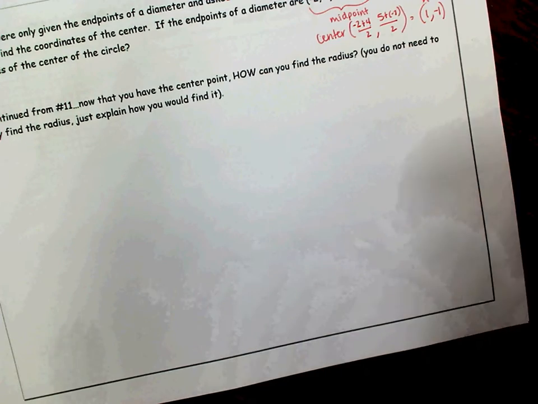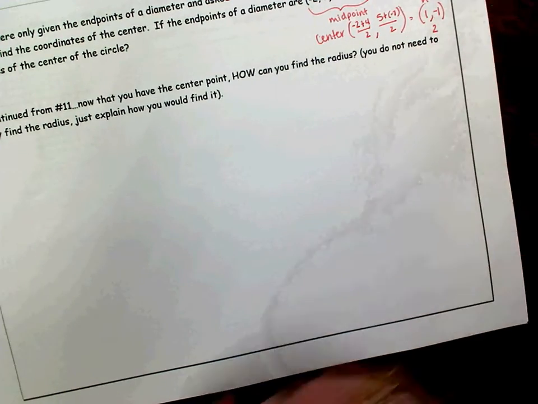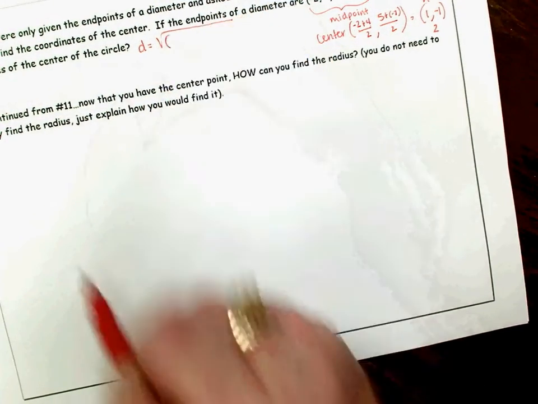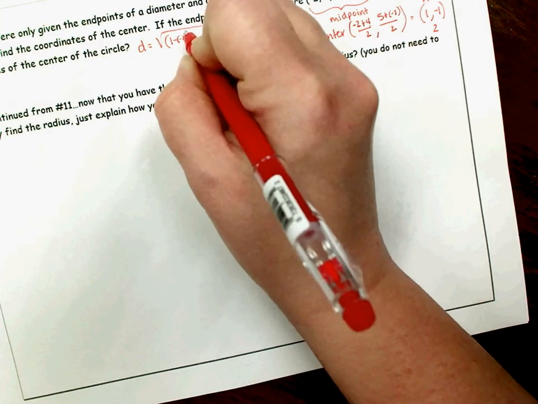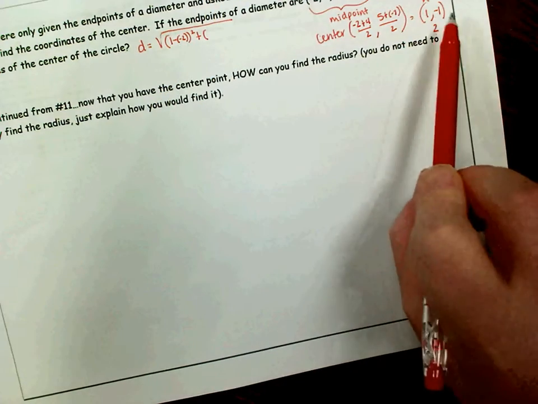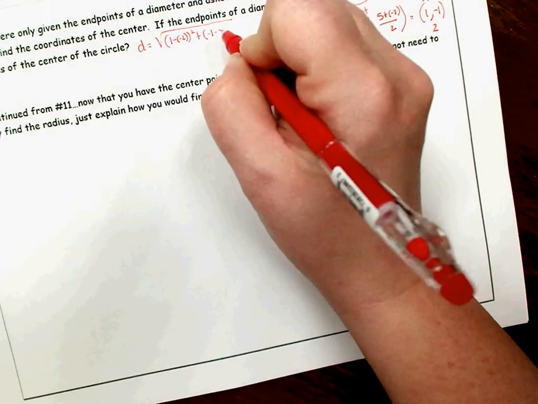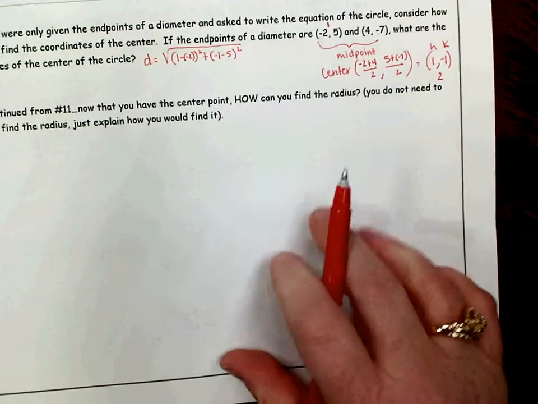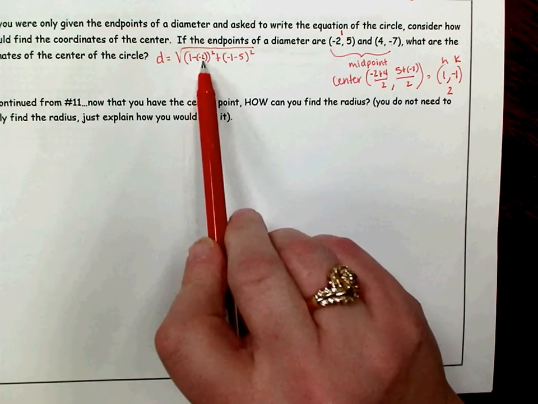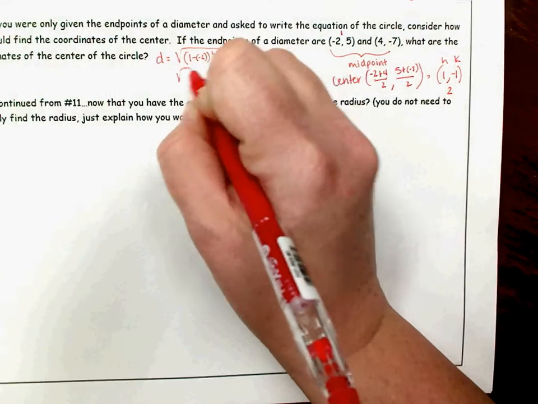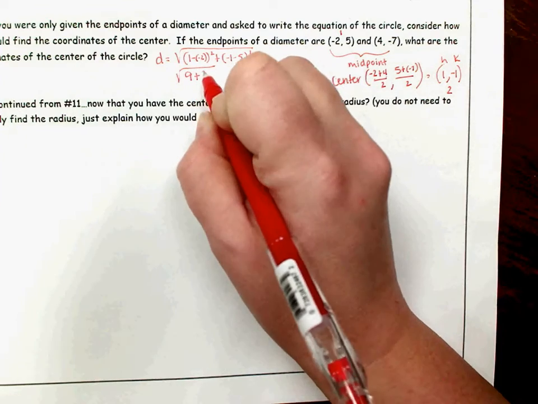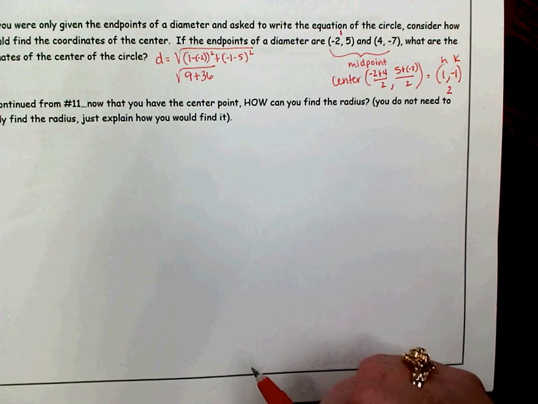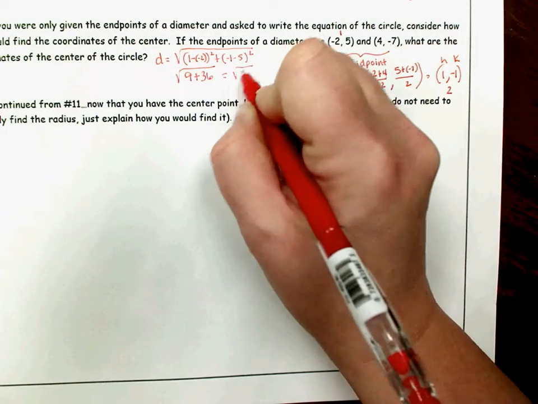So you need to declare one is your first point and one is your second point and find the distance between them. So I want the square root of the change in my x, so 1 minus a negative 2 squared plus the change in my y, negative 1 minus 5 squared. So we know 1 plus 2 is 3, and when we square it we get 9. And negative 1 minus 5 is negative 6, but when we square it we get positive 36. These numbers are always positive because you had to square to get them.